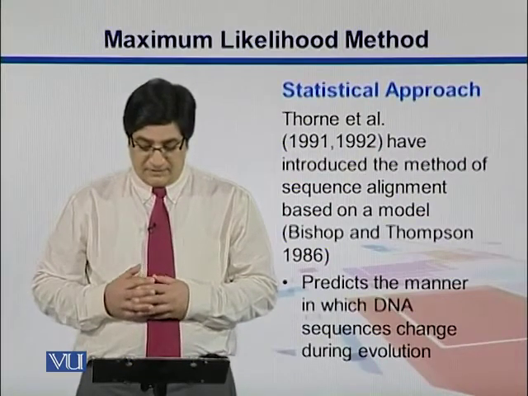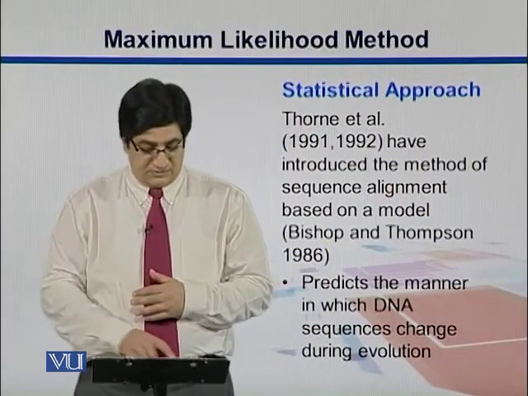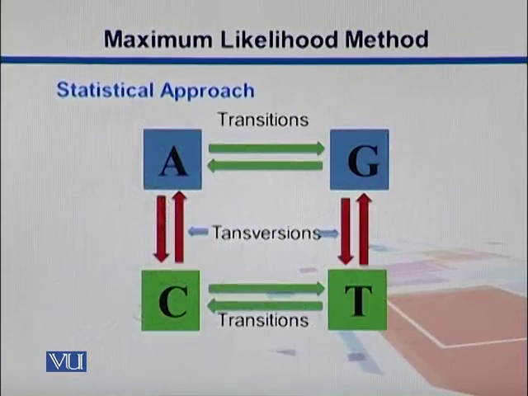The model predicts the manner in which DNA sequences change during evolution. Looking at the different changes in nucleotides, we see that nucleotides can change into the same type. Purines can change into purines, and in the same way pyrimidines can change into pyrimidines. Remember, A and G are purines, C and T are pyrimidines. These green edges represent transitions, where the change is within the same group, whereas the red edges represent transversions, where the change is across the group, from purine to pyrimidine and vice versa.